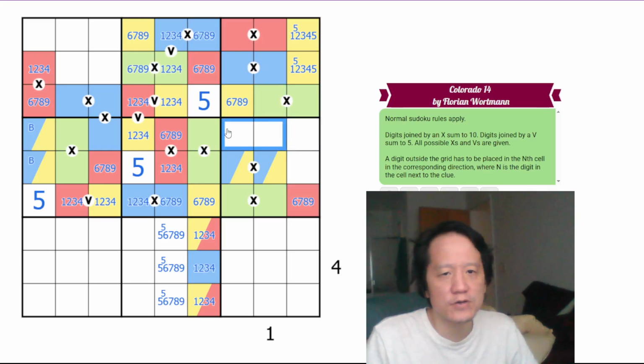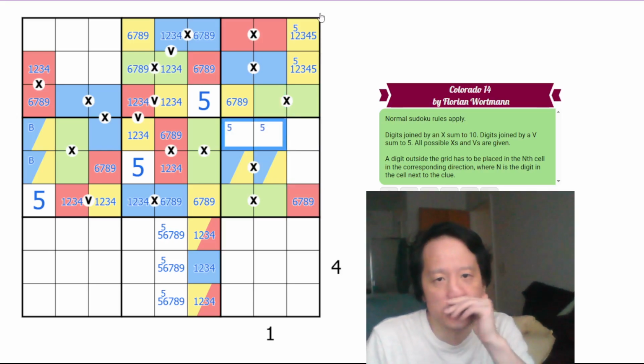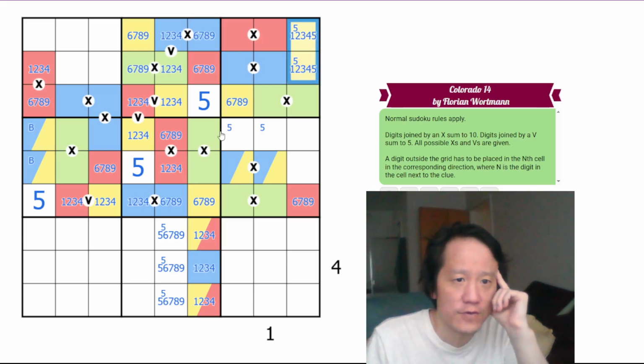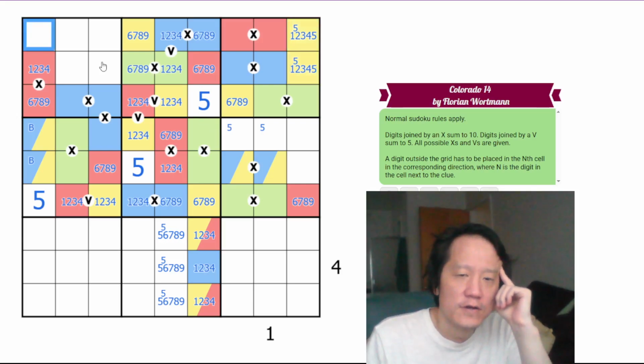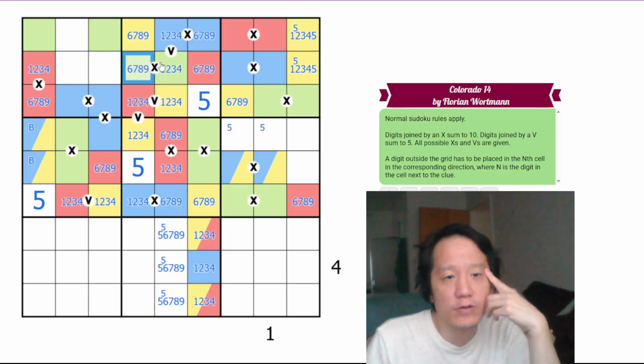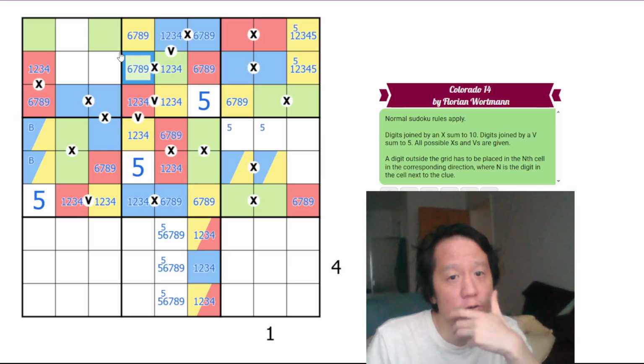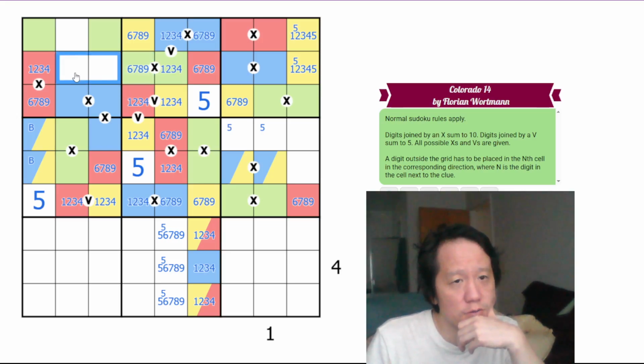5 cannot be here, so 5 must be one of these two digits, because one of these two digits is 5. Green cannot be here. Green cannot be either of these, so these are both of the greens. We are looking for a low yellow and a high yellow.